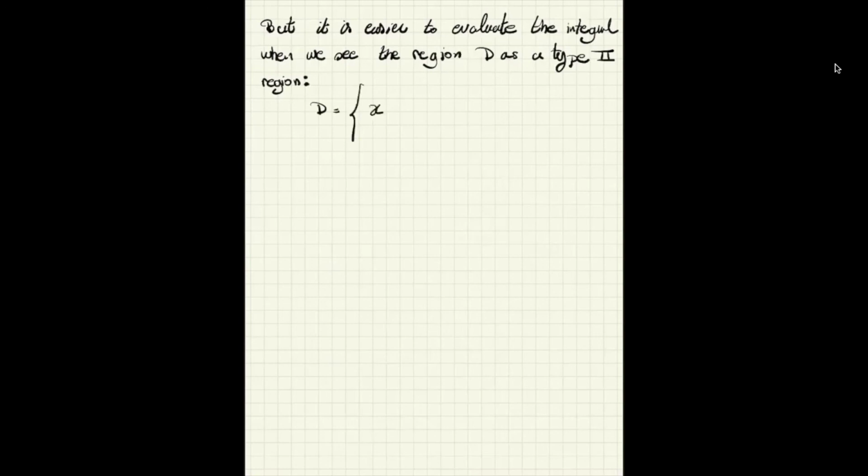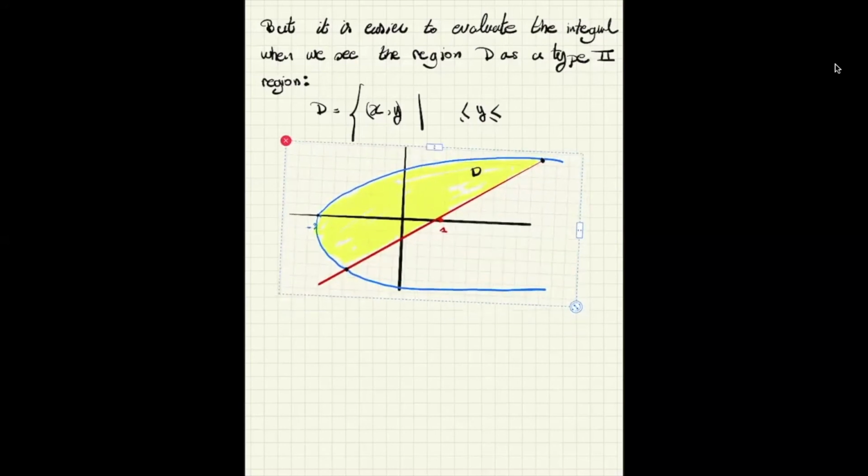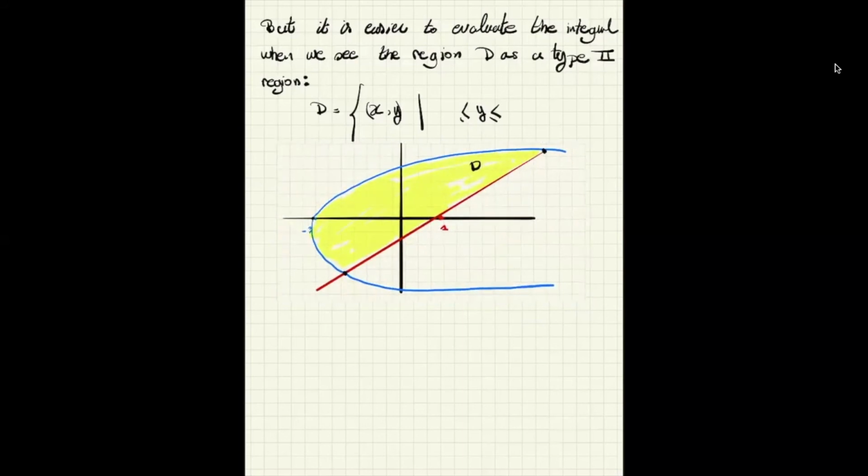So it's all the (x, y) such that y is between -2 and 4, and then x is between, we have to isolate x, 1/2 y squared - 3 and y plus 1.